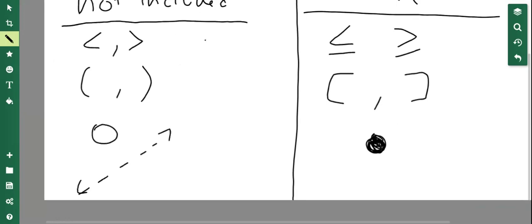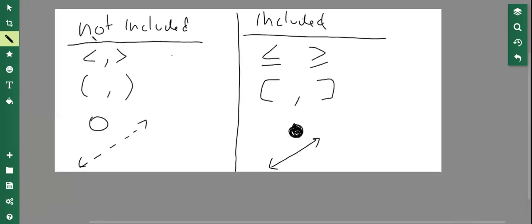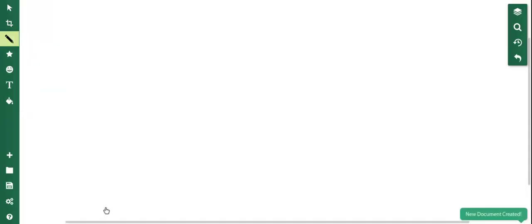And then here could be solid lines. So these are all ways to explain that they're included or they're not. This will make a little bit more sense when we jump into something else. The first example, x is less than or equal to 6.